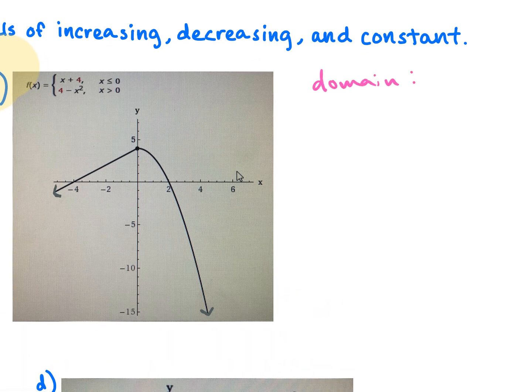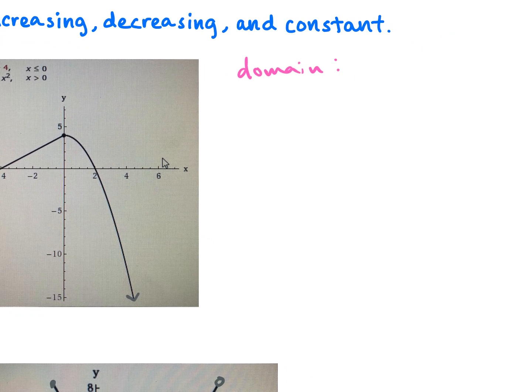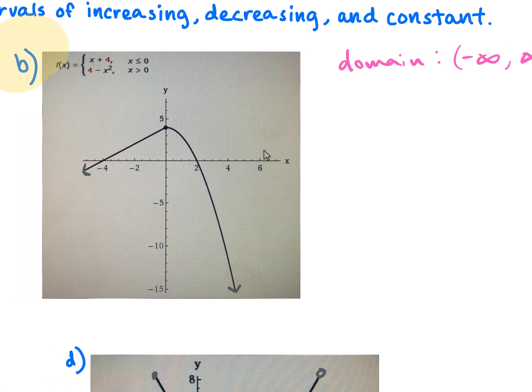All right, let's find our domain for B. Domain is the x values. So what would our domain be here? Joy, what do you think? Negative infinity to positive infinity. Awesome. Our arrow is pointing forever in the left direction and forever in the right direction. So negative infinity to positive infinity.